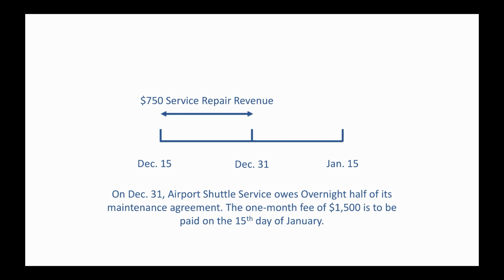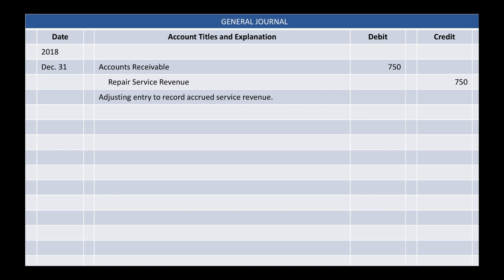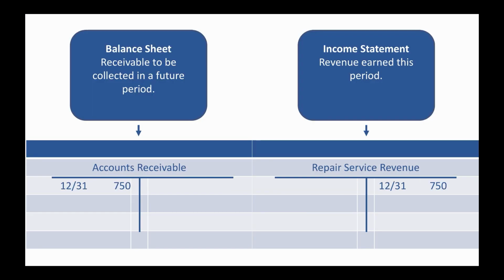Let's make the adjusting entry to recognize the revenue earned from December 15th to December 31st. Overnight will debit the asset account, accounts receivable, for $750 and credit the repair service revenue account for the same amount. Initially, the revenue is recognized and a receivable is created. The asset, accounts receivable, will appear on Overnight's balance sheet at December 31st. The repair service revenue account will be shown on Overnight's income statement for the month ended December 31st.